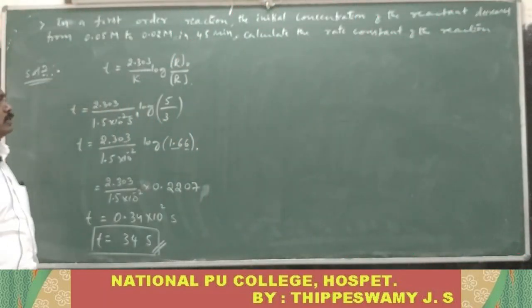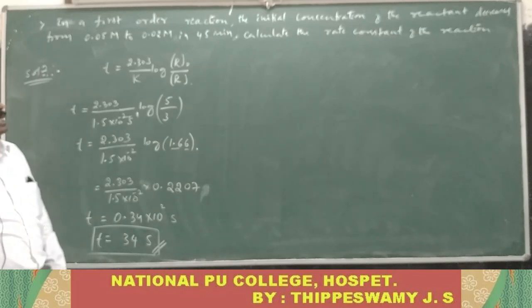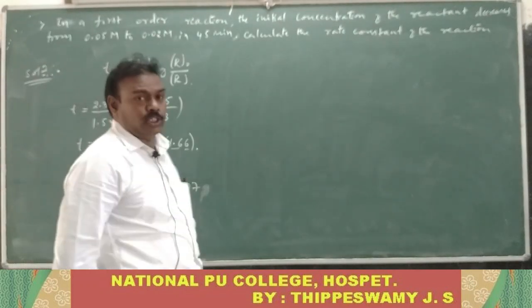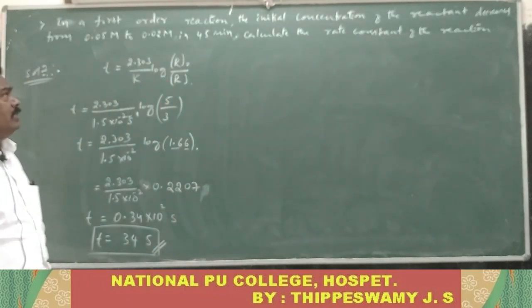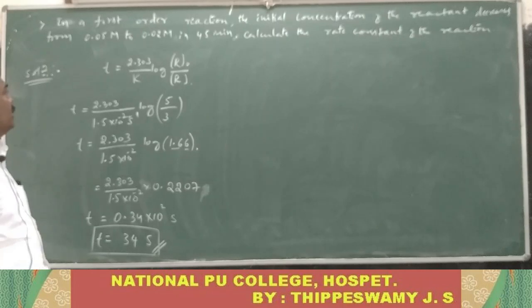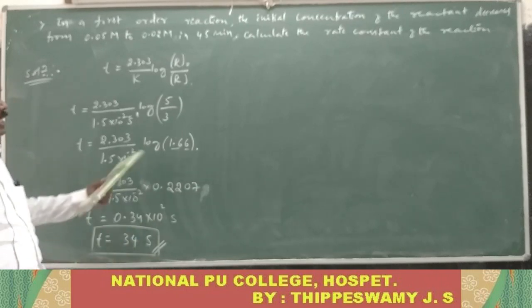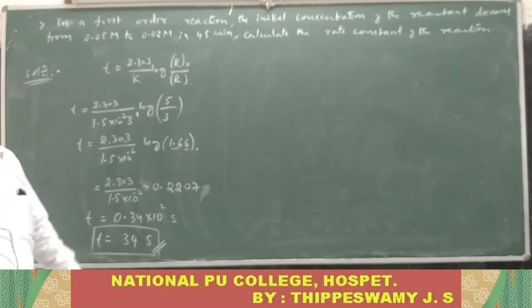In a first order reaction, the initial concentration of the reactant decreases from 0.05 M to 0.02 M in 45 minutes. Calculate the rate constant of the reaction. Here now only the value of K is asked. Time is not asked for so and so reaction to complete like that.